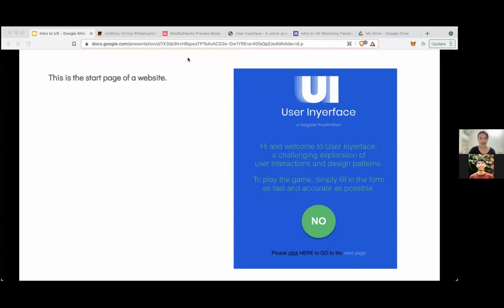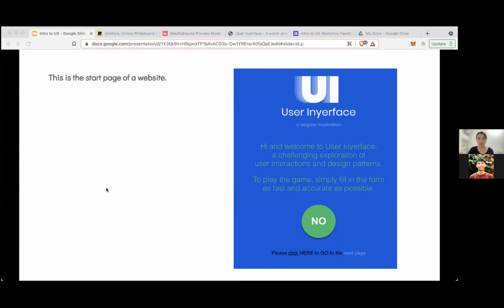So this screen is the first page of the website. It asks you to proceed to the next page. So I think most of you would probably be attracted to the green button here, right? But then because you read the text, you realize that clicking no doesn't work. Instead, you should click here.